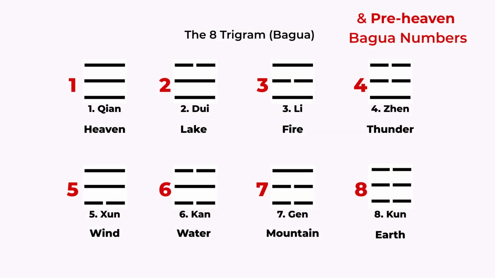Now we'll look at the Bagua. This is the basic Bagua. The number 1 is Qian, heaven. Number 2 is Dui, lake. Number 3 is Li, fire. The number 4 is Zhen, or thunder. The number 5 is Xun, or the wind. Number 6 is Kan, or water. Number 7 is Gen, or mountain. Number 8 is Kun, or earth.